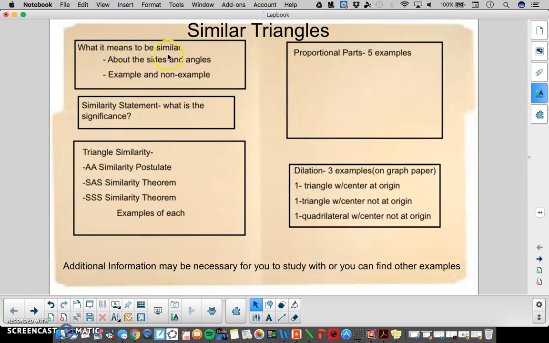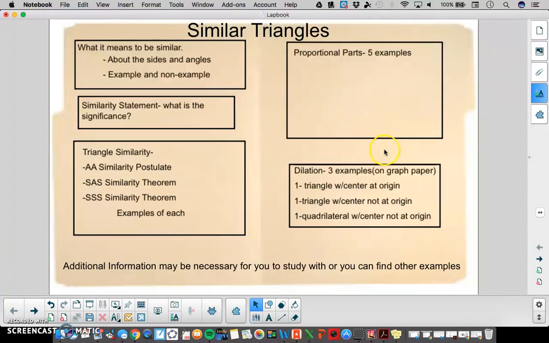What it means to be similar, what it means for the sides and angles. You need one example and one non-example. You need a similarity statement and what the significance of a similarity statement is. So labeling the pieces and understanding what that means for those two figures. Triangle similarity, the three ways of showing similarity for triangles, and you need an example for each.